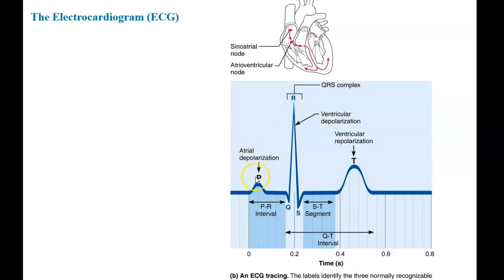So during the P wave, that's during atrial depolarization. The QRS complex, that's during ventricular depolarization. And then there's the T wave that occurs during the ventricular repolarization. So you probably notice that there is no atrial repolarization. There's no spike for that. And that's because it occurs at the same time as ventricular depolarization. So that's why there's no spike here.